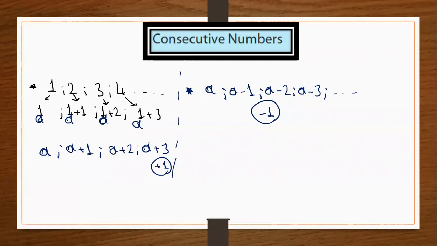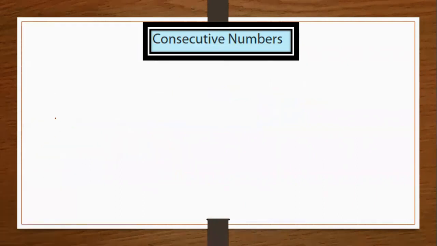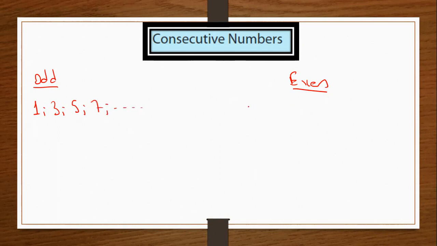That is for the case when the question is not giving you odd or even consecutive numbers. If the question gives you odd or even consecutive numbers, let's start from odd consecutive numbers and even consecutive numbers. What are our odd consecutive numbers? 1, 3, 5, 7, and the even ones 2, 4, 6, 8, etc.